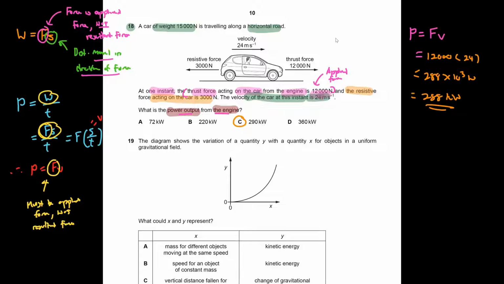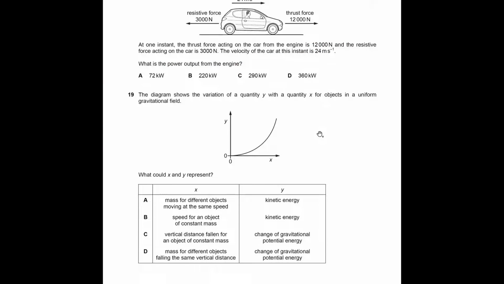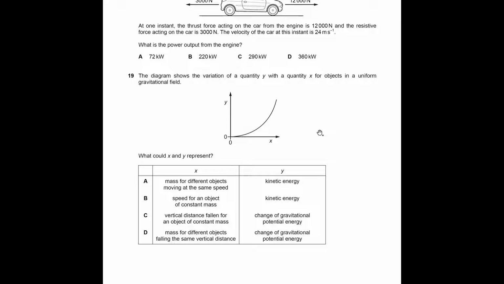So then I'll clear this one up and move to the question below. This one is on graph drawing. Now, in question 19, the diagram shows you the variation with a quantity y and a quantity x for objects in the uniform gravitational field. Now, when they tell you uniform gravitational field, this one already kind of implies to you g is constant, okay? So what could x and y represent here?